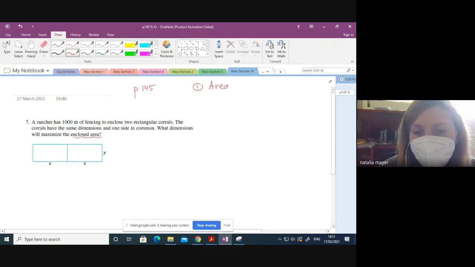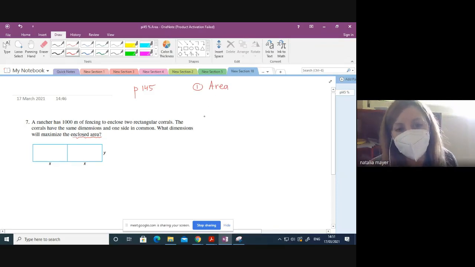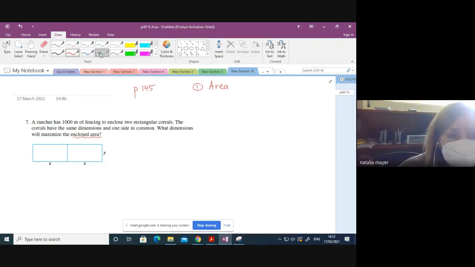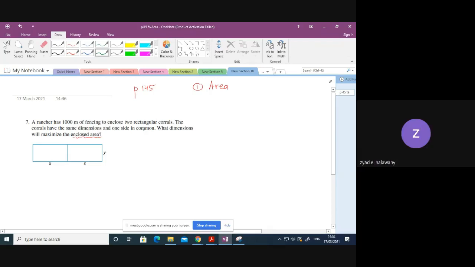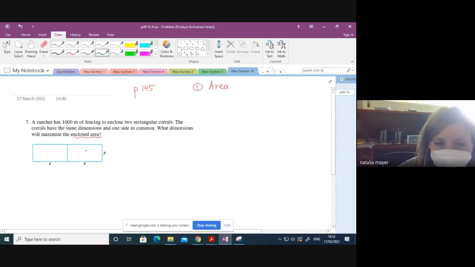Now let's clarify. What is the enclosed area? How can you describe the enclosed area on this diagram? Where is it? The area in between the lines. So both rectangles, right? Yes, that enclosed area is all of this. So basically you can say also that it's a bigger rectangle, right? So that's the area, okay?